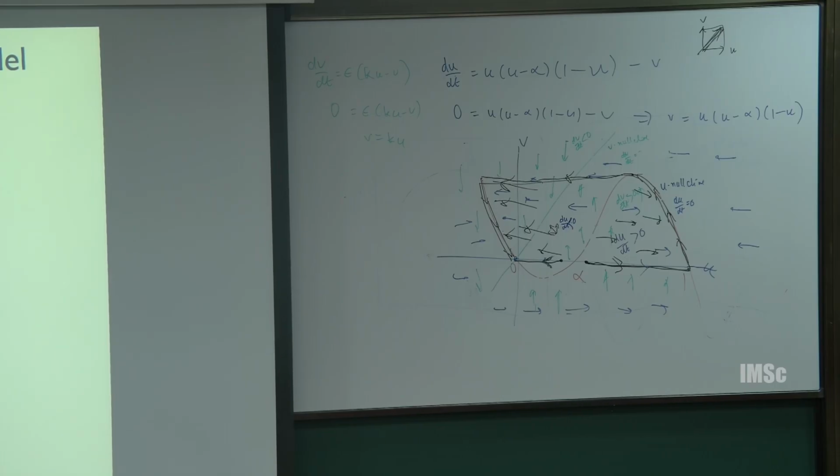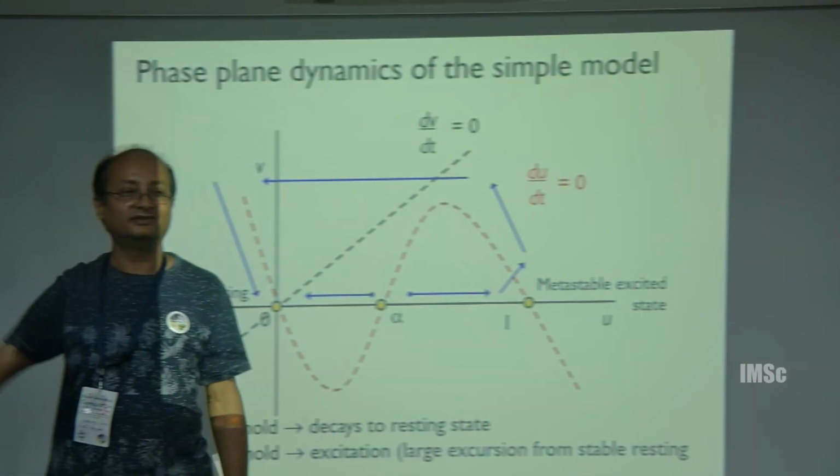So this is just to show you what happens. Below threshold you decay to the resting state; above the threshold you have a long excursion and then eventually you go back to the resting state. In both cases the end result is the same, but in one case you immediately go back to the resting state, in another your U increases by a large amount, the excitation increases by a large amount, before it decays back to the resting state.